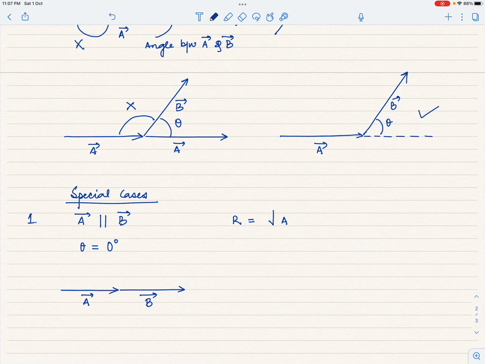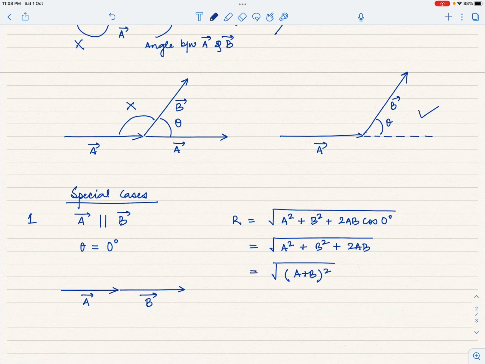The above expression is R is equal to square root of A squared plus B squared plus 2AB cos theta. Theta is 0 degrees, so I will just write cos 0 here instead of theta. Cos 0 we know is 1. So, this will become A squared plus B squared plus 2AB, that is it, cos 0 is 1. And this is nothing but the formula for (A plus B) whole squared, which will cancel out with the square root to give you A plus B, that is equal to R. So, this is an important expression. This tells us that the magnitude of the resultant is equal to the sum of the magnitudes of the two original vectors.